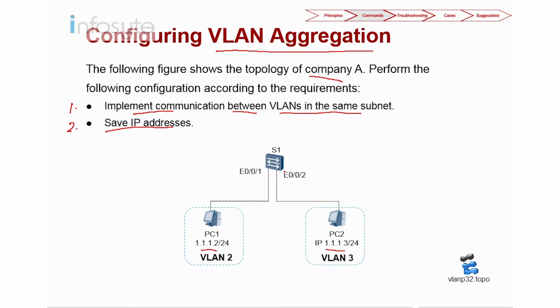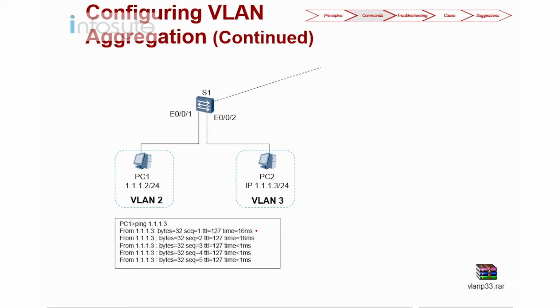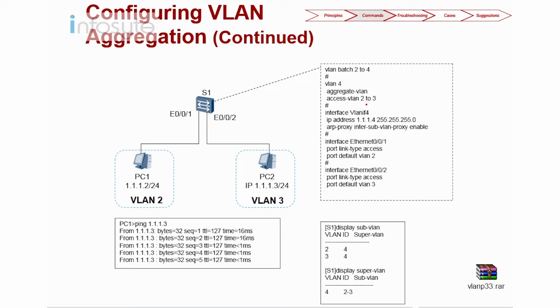This is a very simple topology. I have a switch and two sub VLANs, and we are going to configure the super VLAN. Let's look into the result here. If we look into the configuration, first we are going to configure VLAN 2 to 3. As you can see, we have VLAN 2, 3 and 4. Our super VLAN will be VLAN 4, so VLAN 4 is an aggregate VLAN, and the sub VLANs are VLAN 2 to 3.